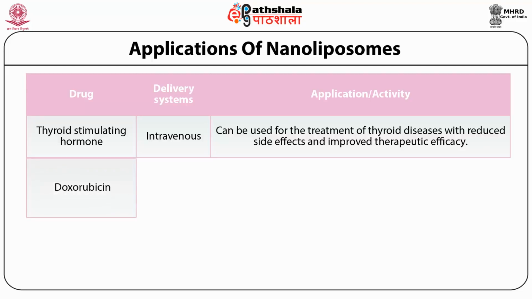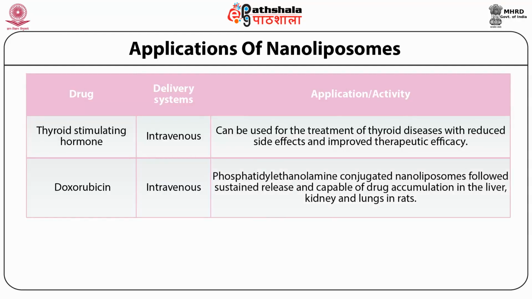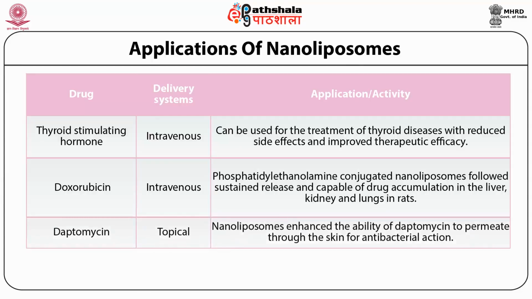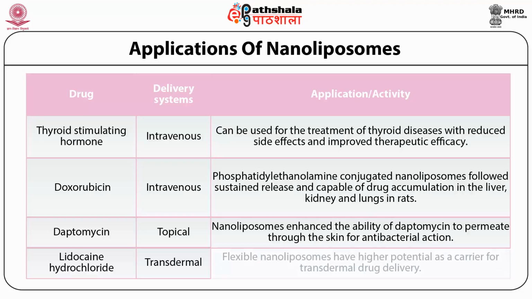Similarly, doxorubicin, which can be given by IV route, they are designed by using phosphatidylethanolamine conjugated nanoliposomes, followed by sustained release and capable of drug accumulation in the liver, kidney and lungs in rats. Similarly, for daptomycin, nanoliposomes enhance the ability of daptomycin to permeate through the skin for antibacterial action. Then lidocaine hydrochloride, which is used for transdermal application, the scientists have designed flexible nanoliposomes of lidocaine hydrochloride, and they have higher potential as a carrier for transdermal drug delivery.